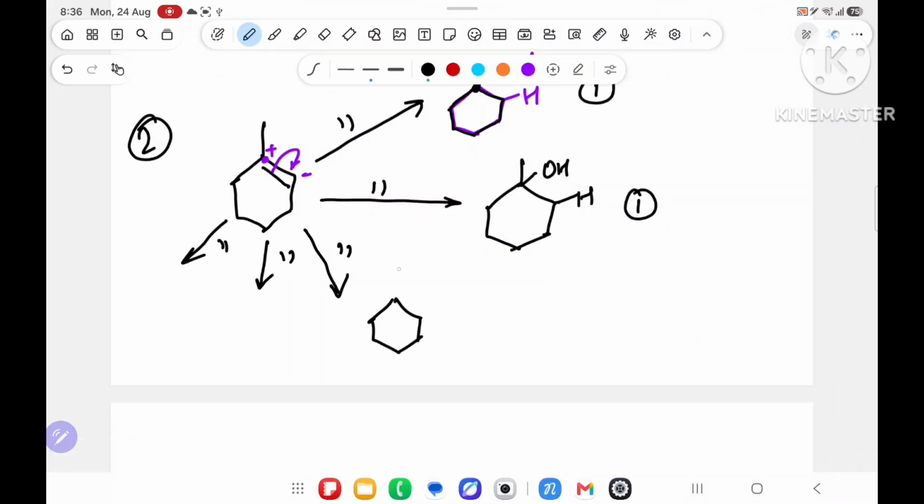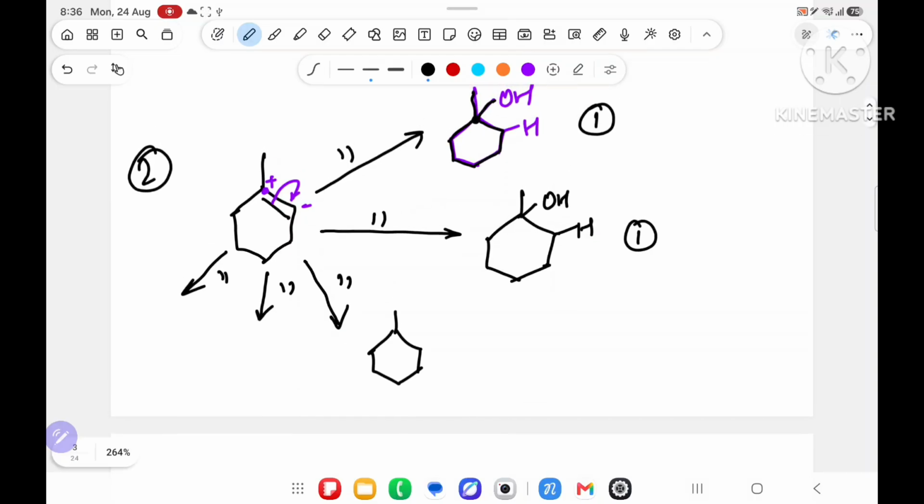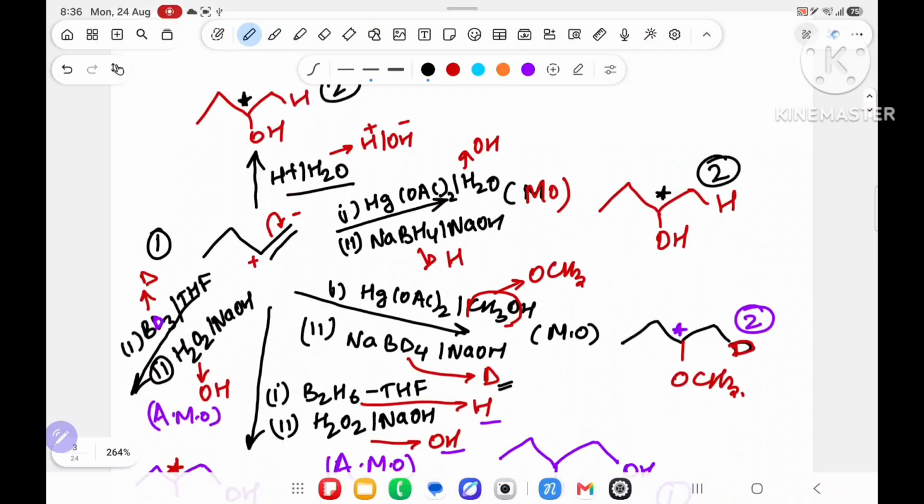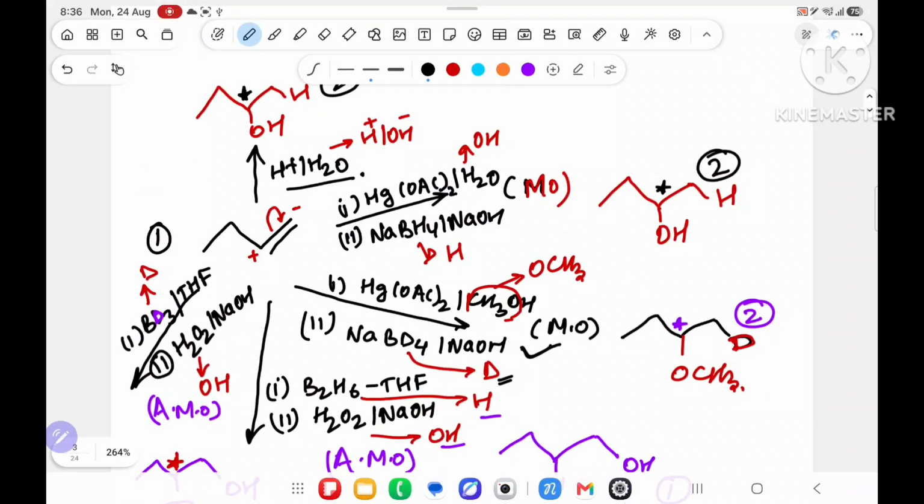Anti-Markovnikov's rule means opposite to that. Over here coming what? 1, 2, 3, 4, 5. Third one is what? Sorry, third one is this one. This I have written first one, second one, this one is third one.